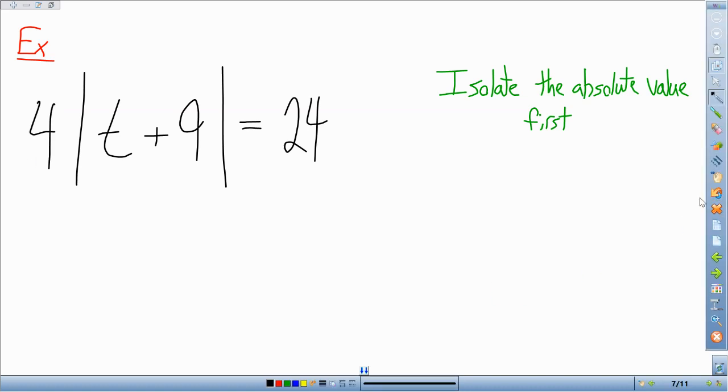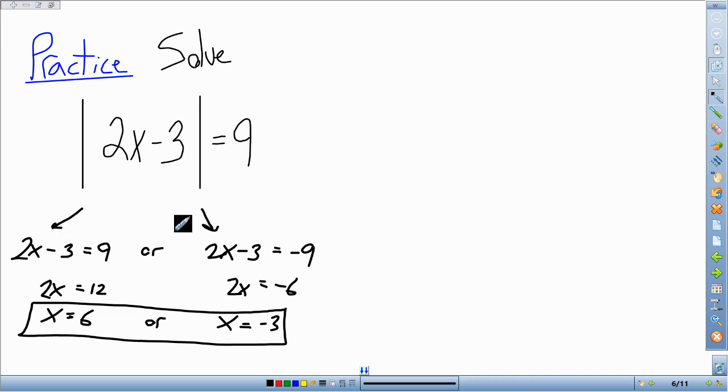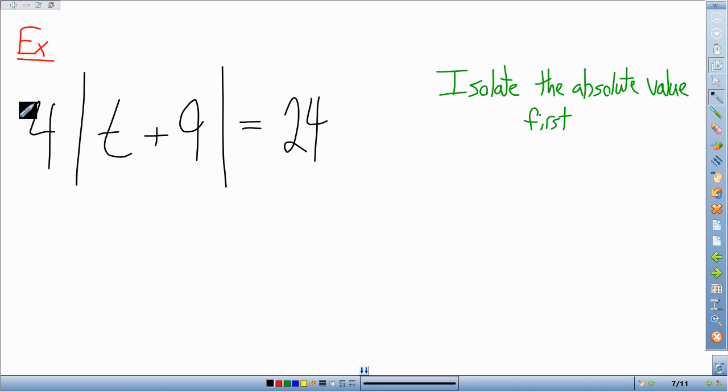Okay, here's the thing. We can only break this thing into the two problems, and by break into two problems, I mean doing this arrow thing, when we have our absolute value completely isolated. On this practice problem, it was by itself. We broke it into two problems. On this problem, it's not. We have this 4. So before we can do anything, we need to get rid of this 4. Okay, and we're going to get rid of it like we always do. This 4 is technically being multiplied by the absolute value. So to get rid of it, we're going to divide it from both sides.